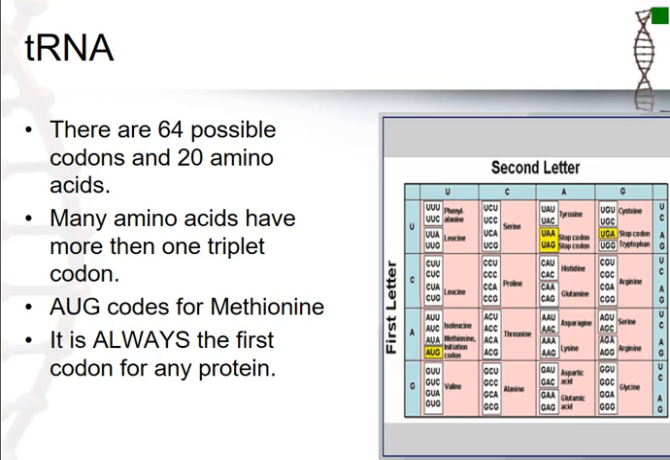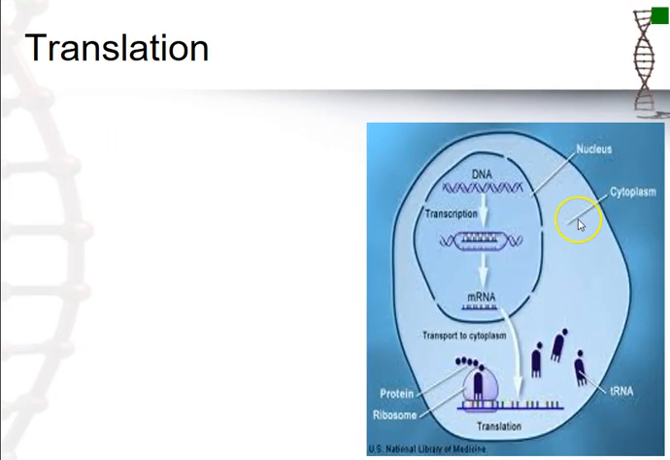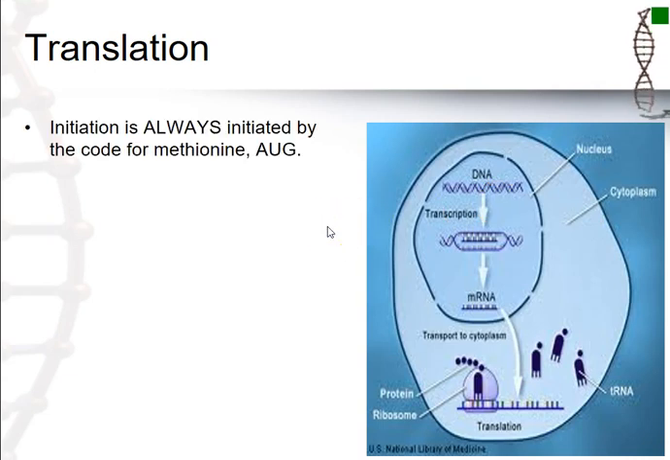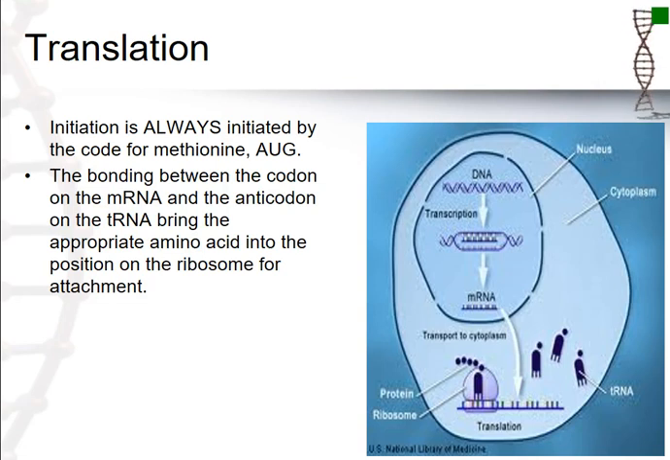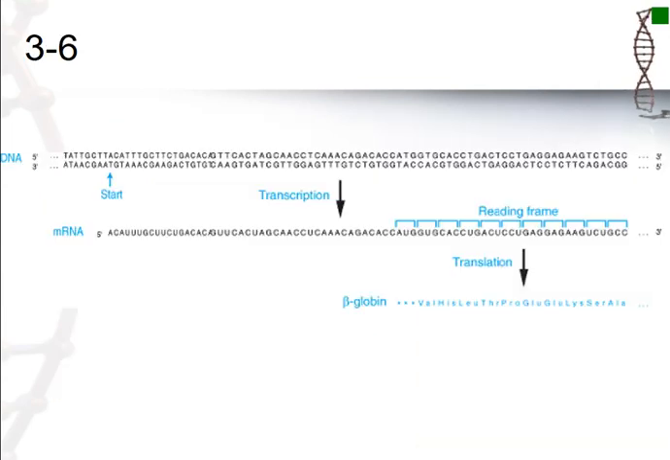There's also a number of stop codons, and when we see these, the protein just breaks off. And that's where sometimes if we have a mutation, it could cause it to fall off prematurely. So translation, as I stated, always begins with AUG. The bonding between the codon on the mRNA and the anticodon on the tRNA brings the appropriate amino acid into position in the ribosome. When the stop codon is seen, the protein is released. And then there are post-translational events that occur.